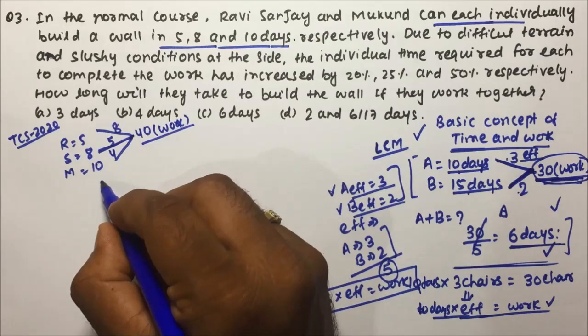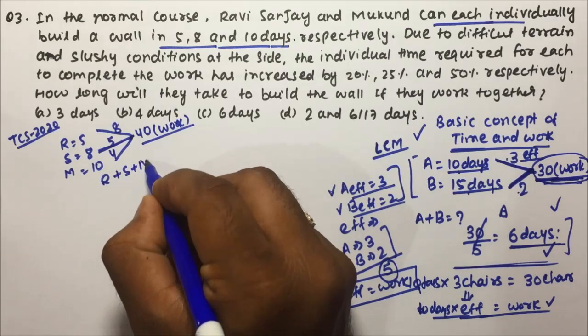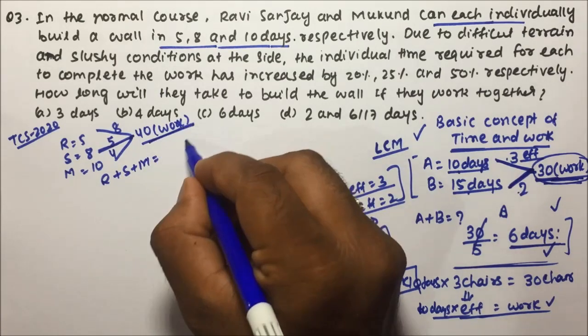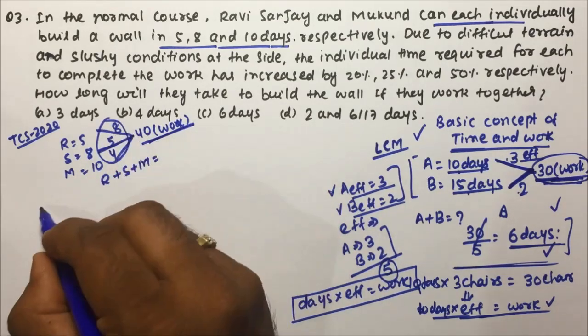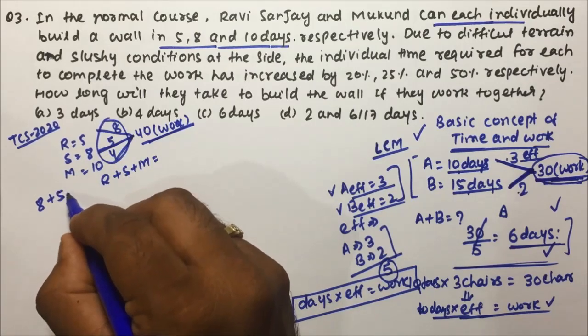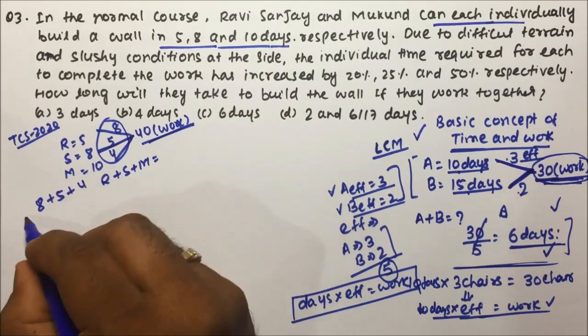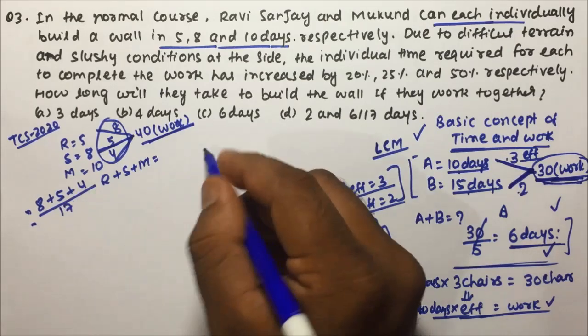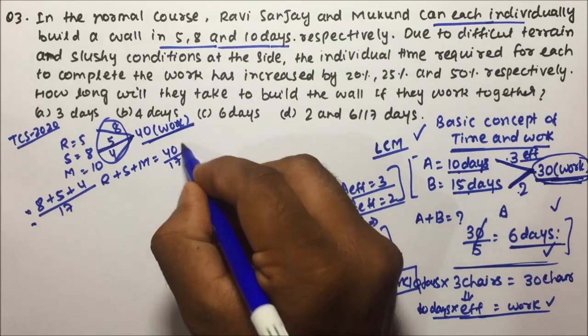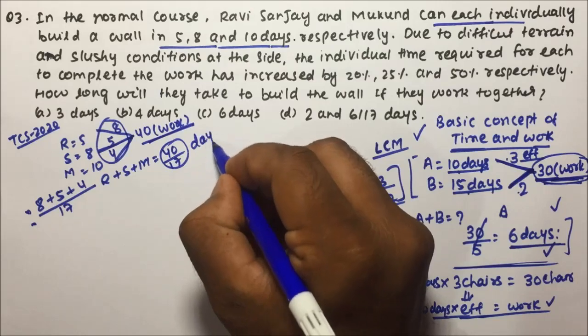Now if I ask you, Ravi, Sanjay and Mukund will be able to complete this work in how many days? So this is their efficiency. That means Ravi can do 8 work in a day, Sanjay can do 5 work in a day and Mukund can do 4 work in a day. So together they will be able to do 17 work in a day. So for completing 40 work, they will take 40 by 17 days, right?